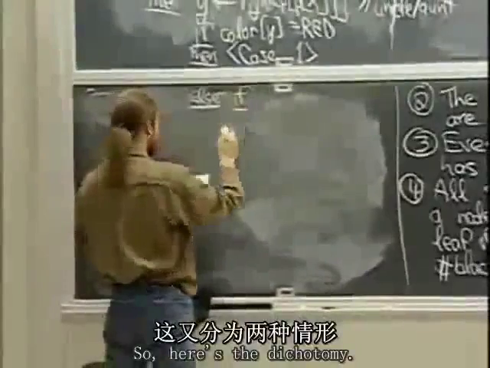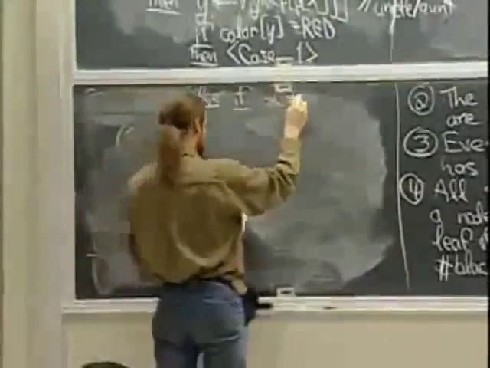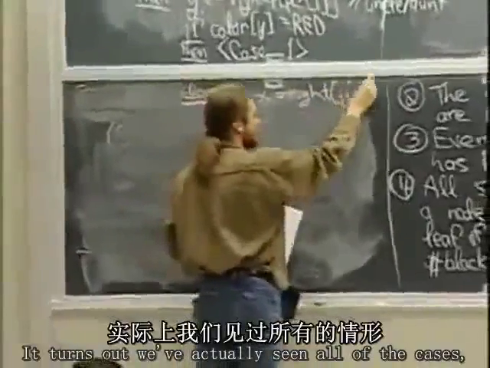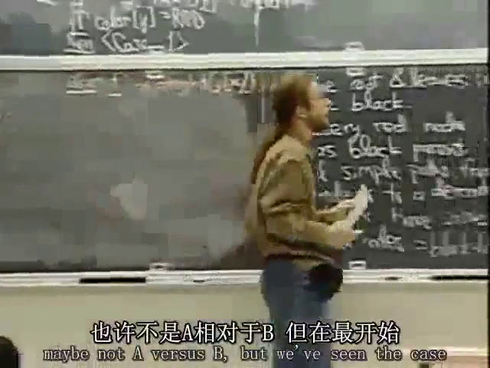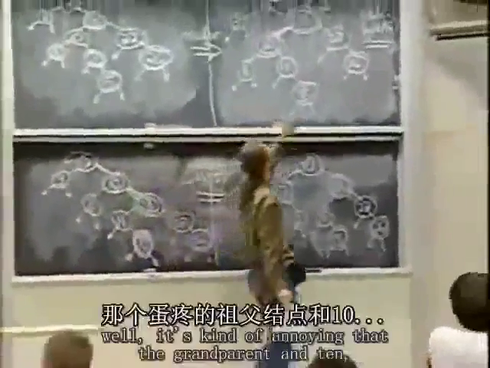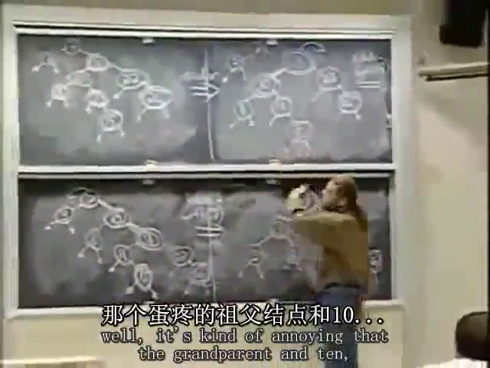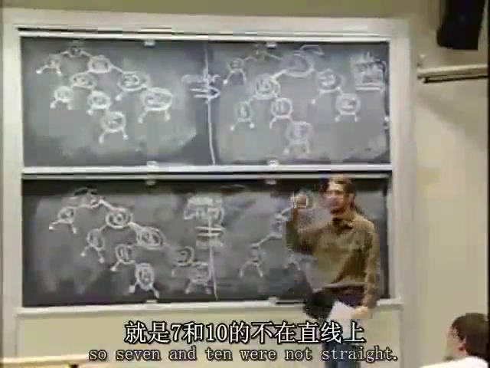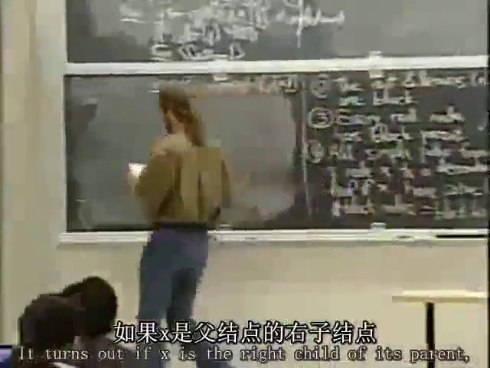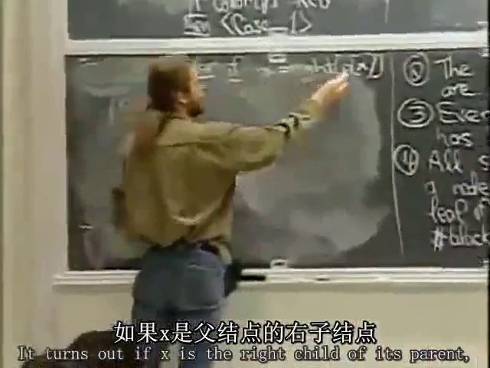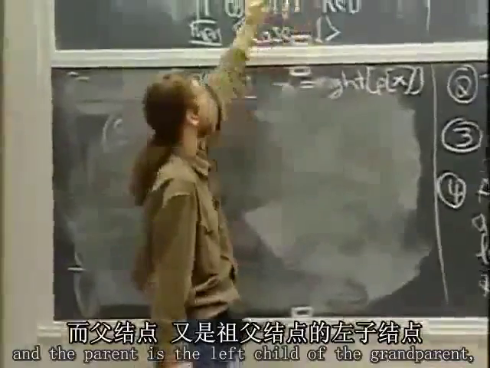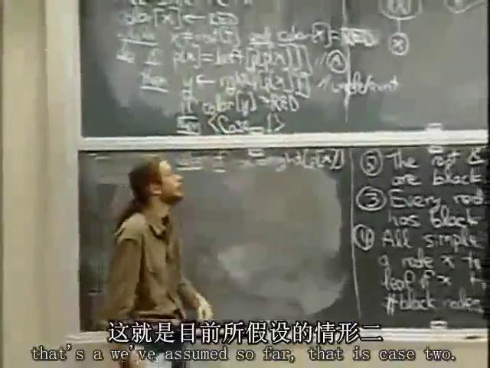So here's the dichotomy. It turns out we've actually seen all of the cases, maybe not A versus B, but we've seen the case in the very beginning where we just recolored, that's case 1. The next thing we saw is it was kind of annoying that the grandparent and 10, so 7 and 10, were not straight, they were zigzagged. So case 2 is when they're zigzagged. Turns out that's if X is the right child of its parent, and the parent is the left child of the grandparent, that's what we've assumed so far, that is case 2.